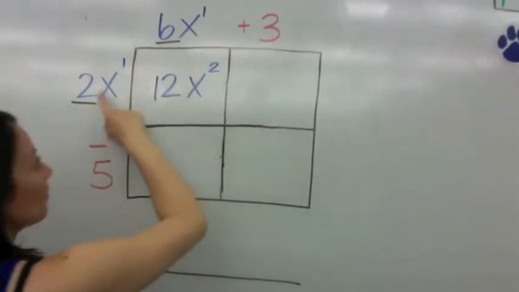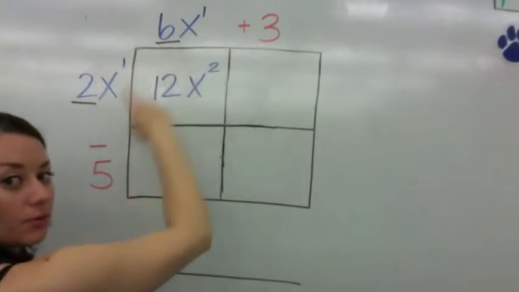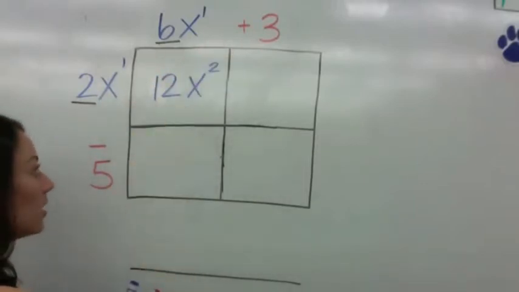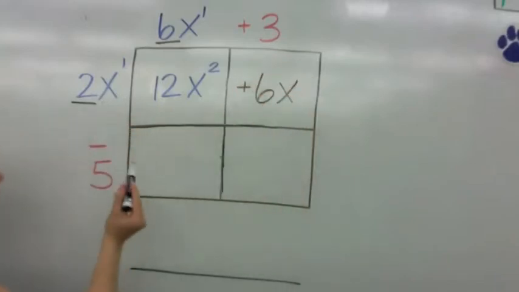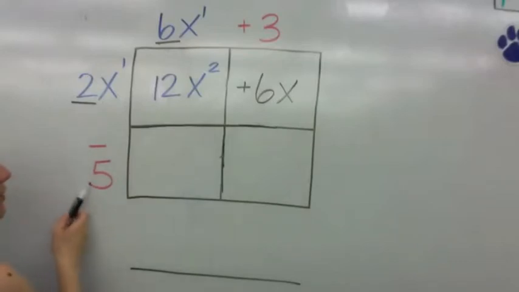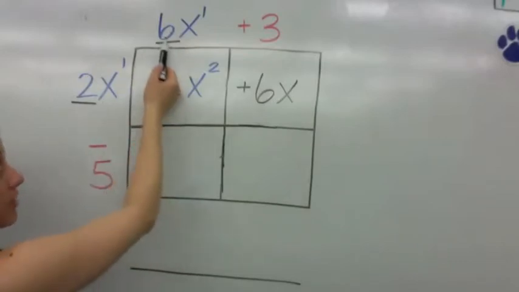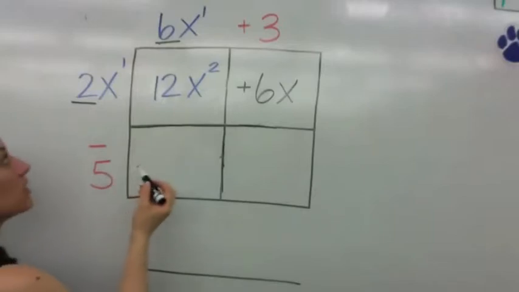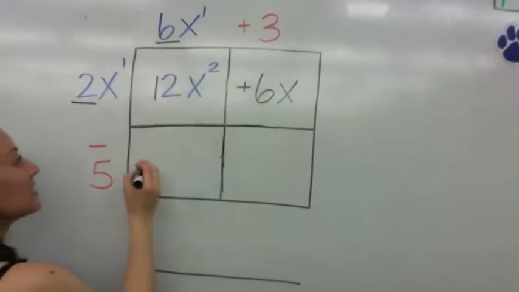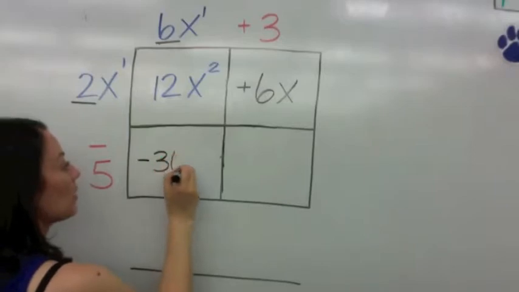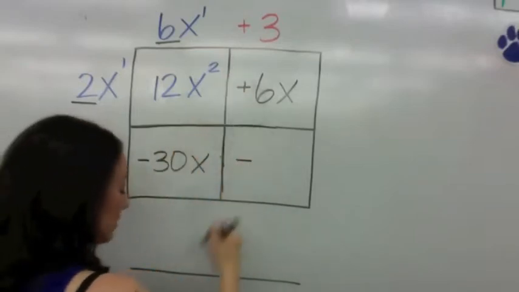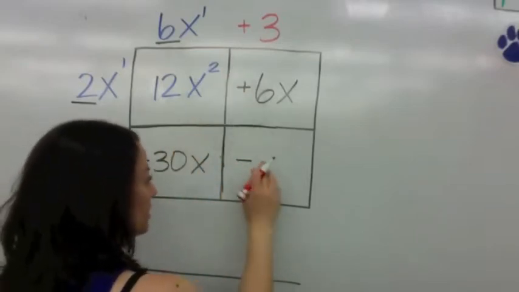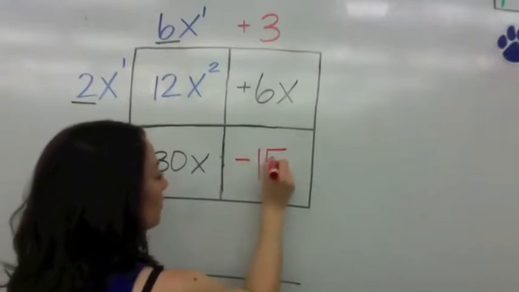Next you have positive 3 times 2x. What's 2 times 3? It is positive 6x. Don't forget the x. Now we have 6x times negative 5. You have to multiply the coefficients, right? 6 times negative 5 is negative 30x. There we go. And then last is negative 5 times 3. Well, negative times positive is negative. This is going to be negative 15. Very good.